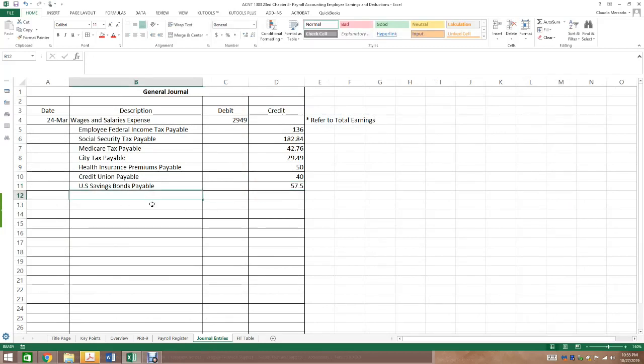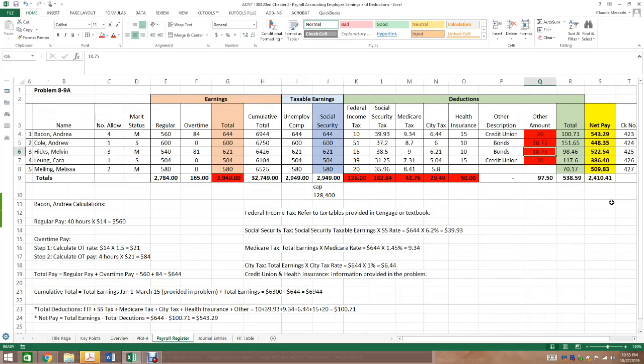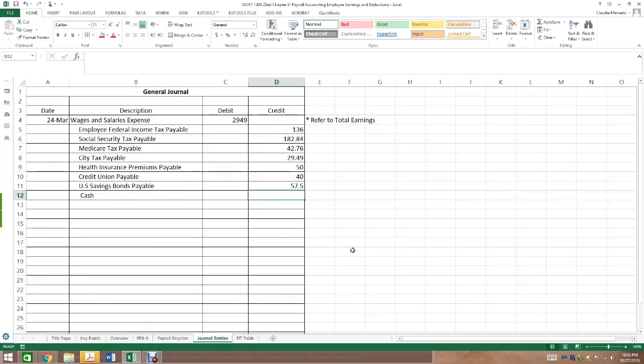And now, how much cash are we actually paying our employees? Okay. The amount of your cash amount will be your net pay right here. That is how much you're actually paying out your employees. Yes, they did earn $2,949, but I deducted $538.59 from all of these individual items. So now I'm only going to pay them in cash $2,410.41. Okay.